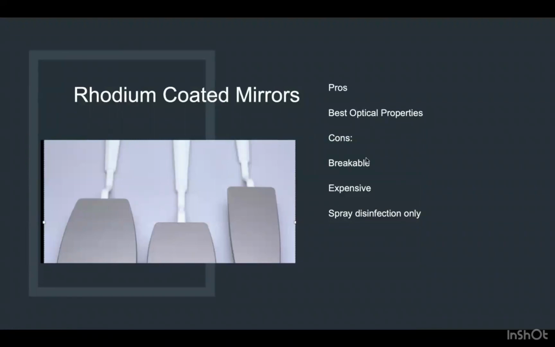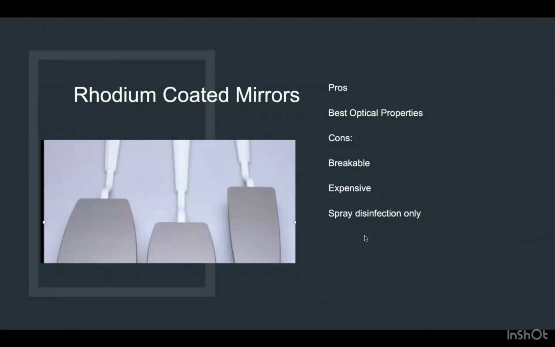These rhodium coated mirrors have very good optical properties, like you can take the best photographs. Okay, but the problem with the rhodium coated mirrors is that they are breakable, very expensive, and you can't sterilize them. You can see it here, the tips are metal. Okay, you can always do the spray disinfection only.